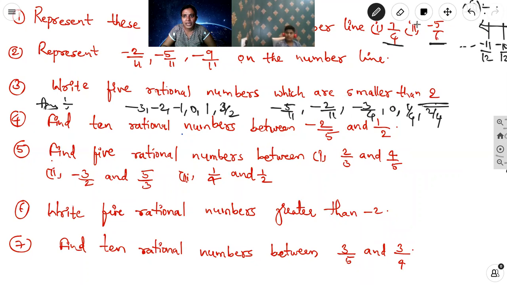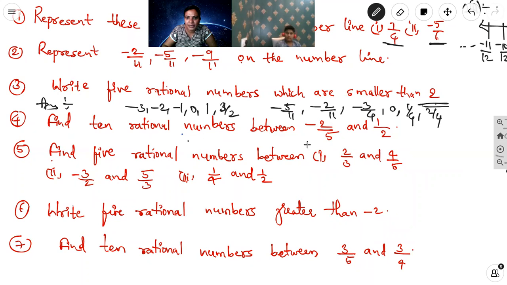Okay. Here 7 by 4 is also smaller than 2 only. 8 by 4 is 2. Minus 5 by 6 is also smaller than 2 only. We can choose infinite numbers, any 5.